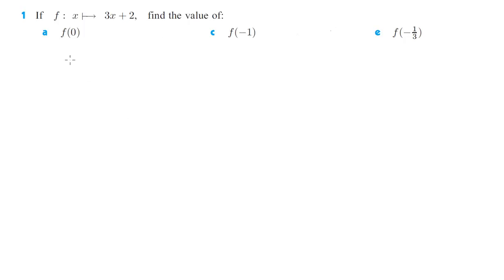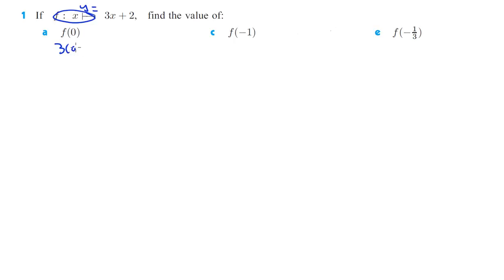Okay, so we'll start on number 1 here. If f such that x goes to 3x plus 2, find the value of. So basically, here's what I like to think here. I like to think of this all here is the same thing as y equals 3x plus 2. Okay? So really all we're going to do is just plug in 0 for x, and away we go.